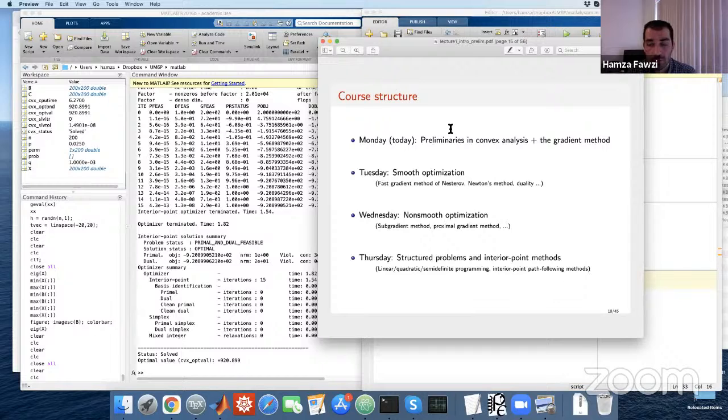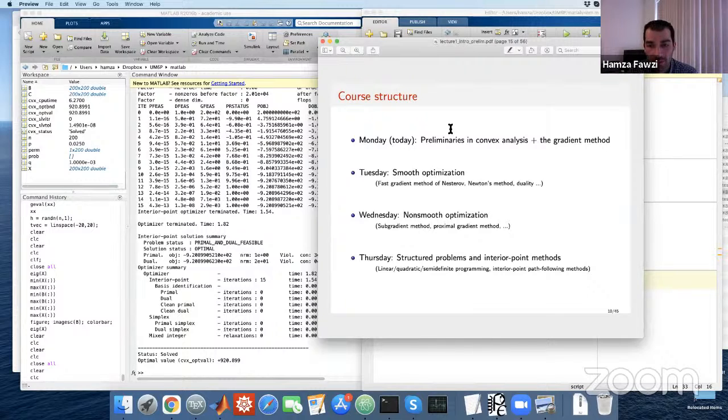Tomorrow I will also talk a bit about duality, Lagrangian duality, and so on, and how duality can be used in the design of algorithms, not just as an analysis tool, but how sometimes solving the dual is more advantageous than solving the primal problem. Then on Wednesday, I will talk about non-smooth optimization. We'll talk about the subgradient method, something called the proximal gradient method, which is usually the method of choice now to solve these lasso problems I talked about.